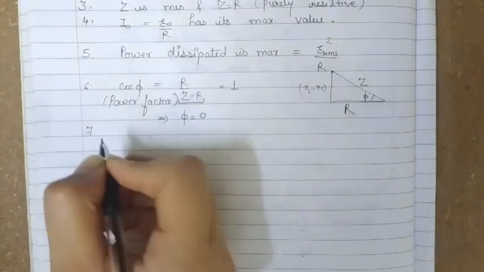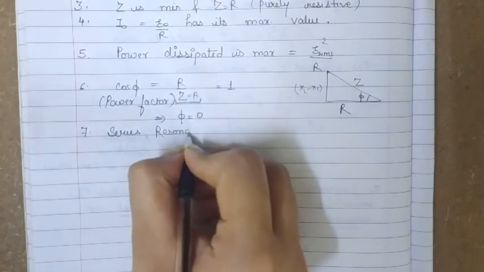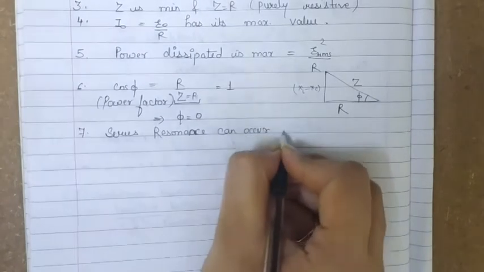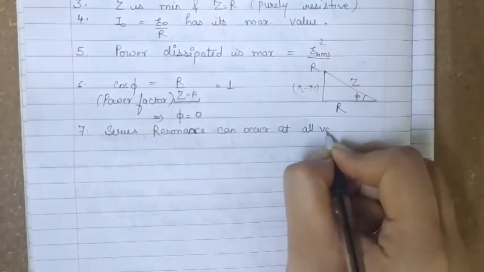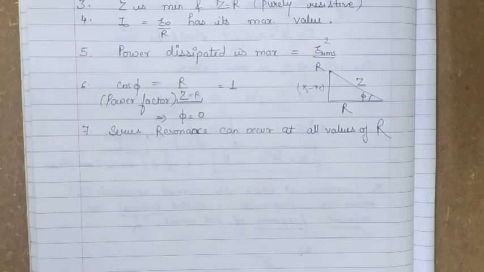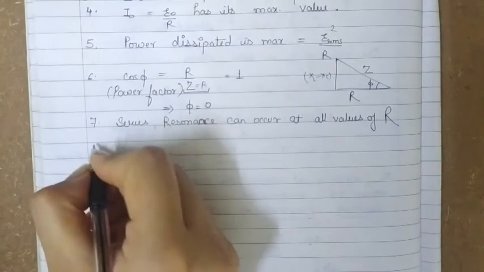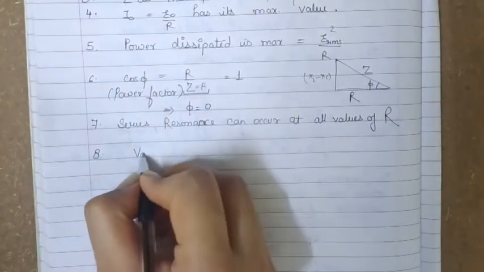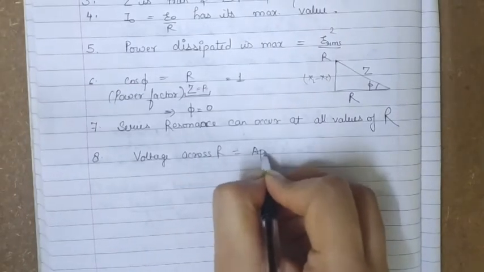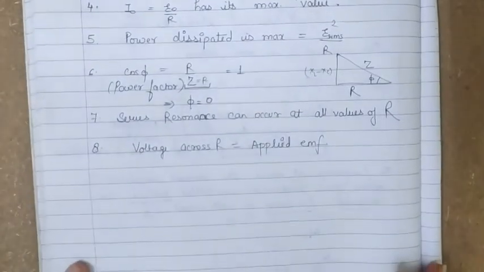So it is independent of the value of resistance. That means series resonance can occur at all values of resistance capital R, and the voltage across R is equal to the applied EMF. Okay, the another thing is the voltage across R is equal to applied EMF. So in such circuit, the voltage across R is equal to the applied EMF.